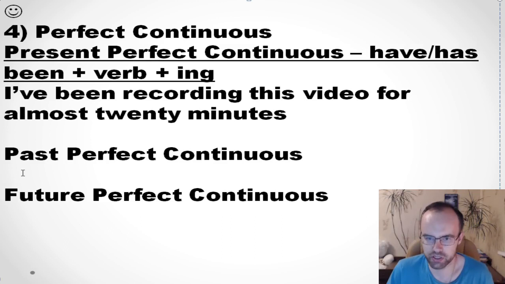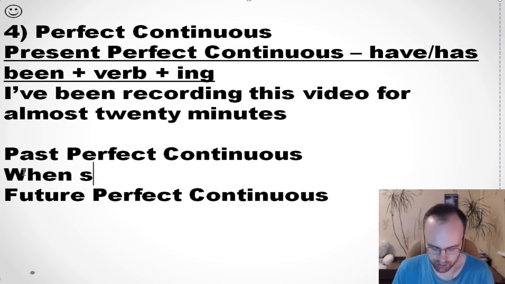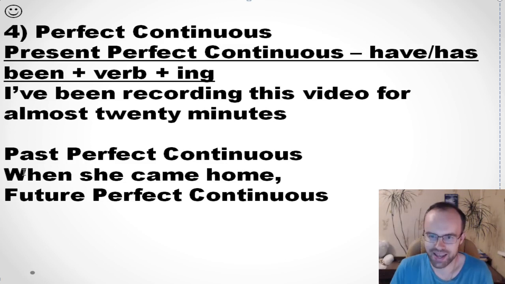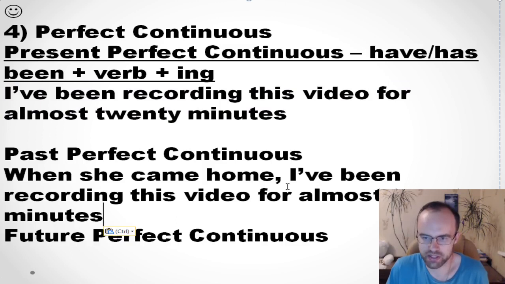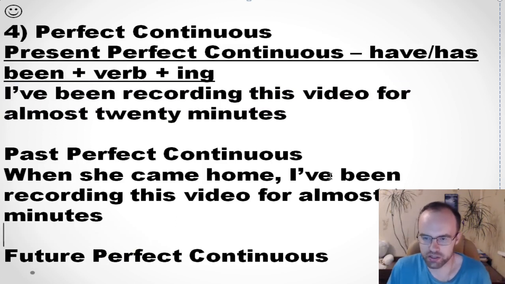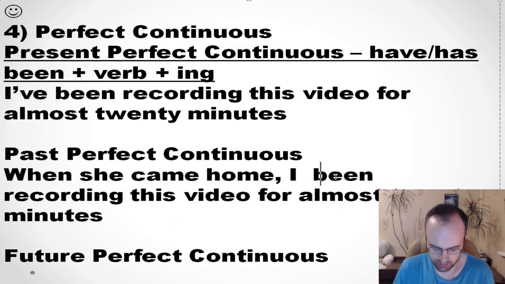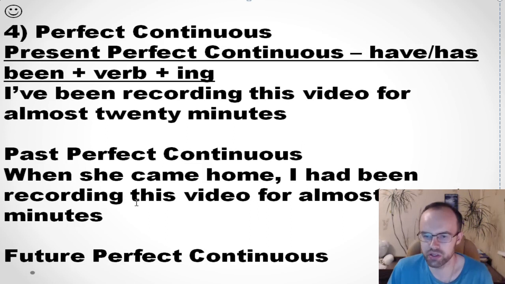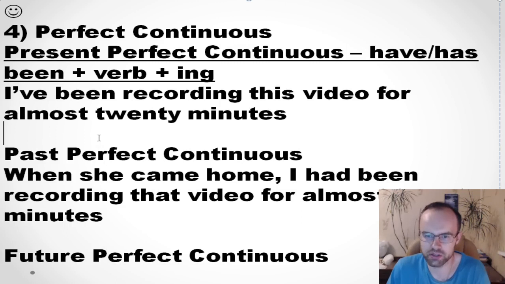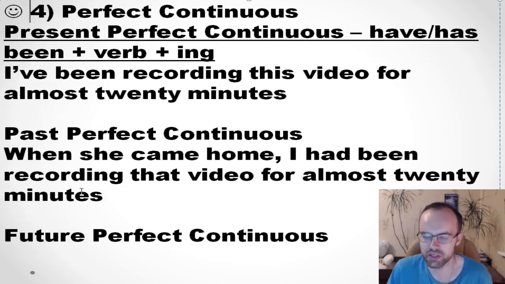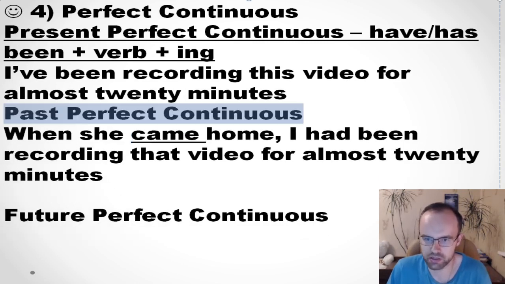Well, past perfect continuous. When she came home, I had been... Okay, let's use the second sentence, but I had been, because it's about the past. I had been recording this video for almost 20 minutes. So you see, it's the same situation, but it's about the past.